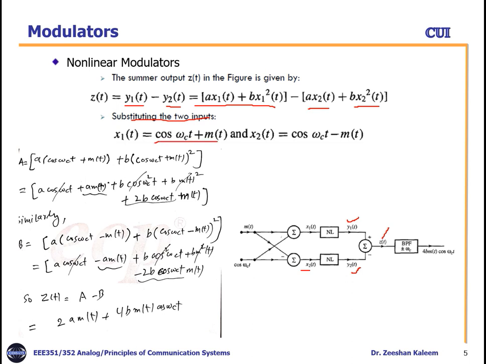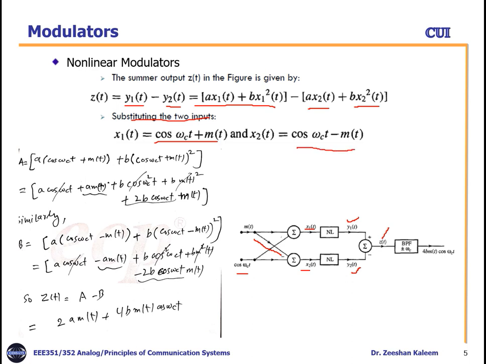So substituting the two inputs, for example, x1 of t is cos omega c t plus m of t. How do we get this? You can see x1 of t is equal to m of t, and there is another branch coming here. After passing through the adder, we get x1 of t equals m of t plus cos omega c t. Similarly, x2 of t would be m of t here, and then there is a minus sign, so x2 of t will be equal to cos omega c t minus m of t.